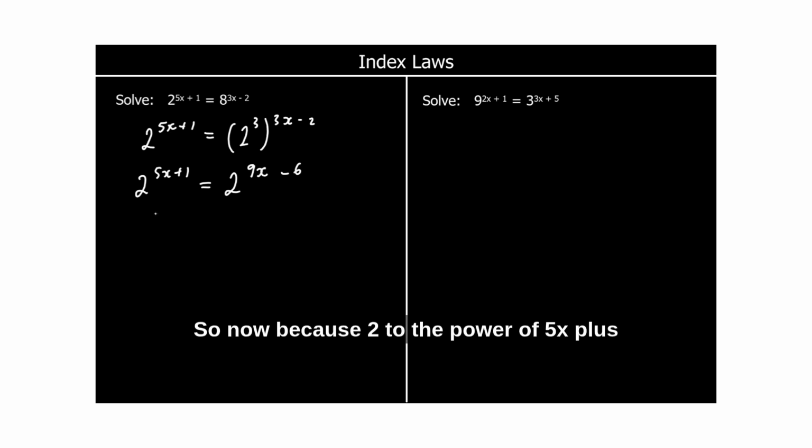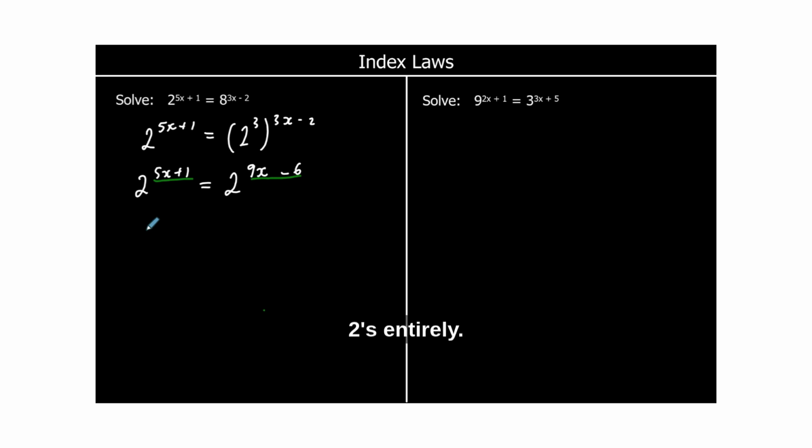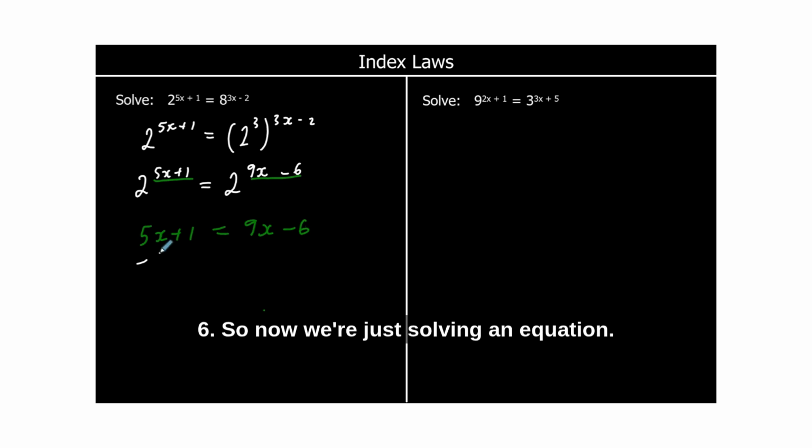So now because 2 to the power of 5x plus 1 is equal to 2 to the power of 9x minus 6, these two powers must be the same thing. They must be equal. So we can get rid of the 2s entirely and just say that this power must be equal to this power. 5x plus 1 equals 9x minus 6. So now we're just solving an equation.